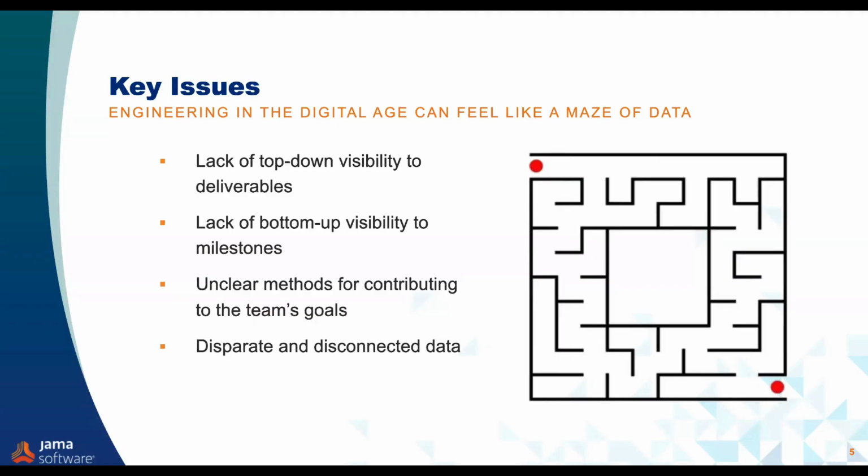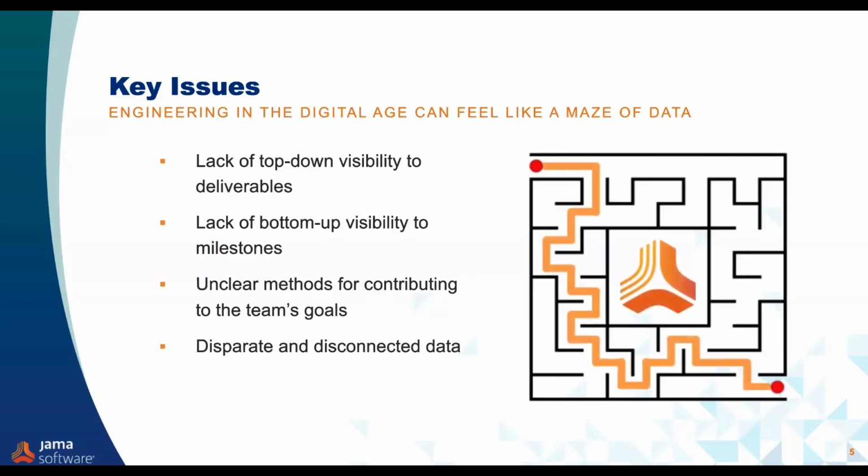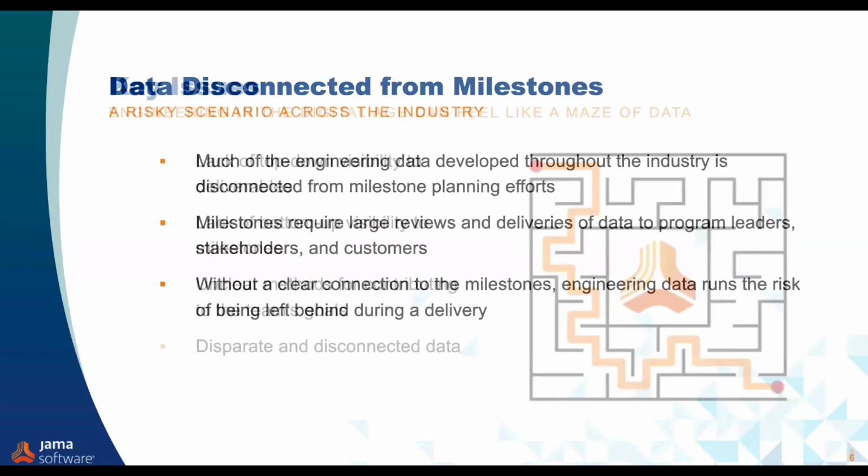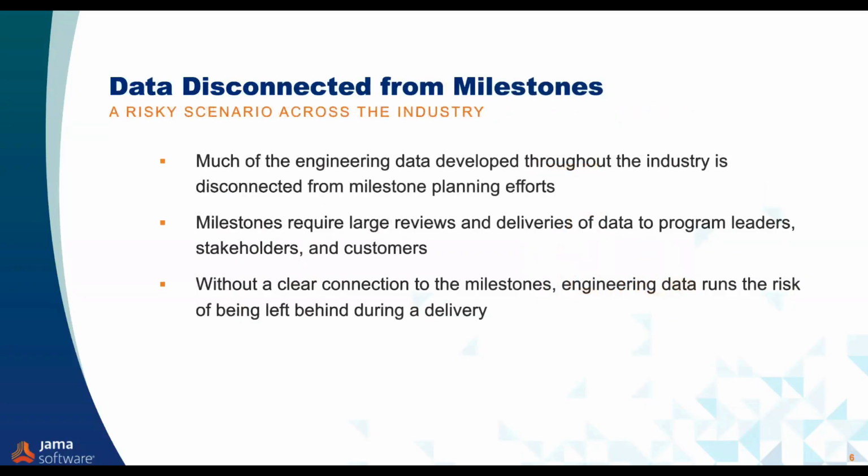And then, of course, the common issue is always that data is disconnected. But that's what Jama is here to help with, right? We're here to help guide you through that maze and to connect your data together to solve these key issues. So the risky scenario here is that your data is disconnected from a milestone and that maybe you forget to deliver a certain part of the data, or you deliver outdated bits of data or anything else that might happen there.